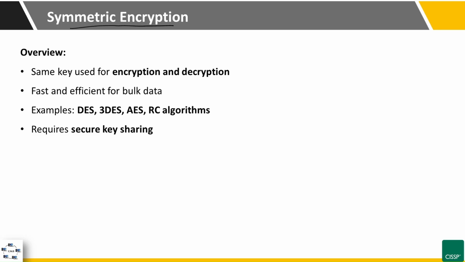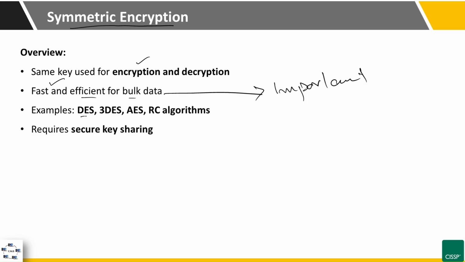Symmetric encryption uses the same key for encryption as well as decryption. It is fast and efficient for bulk data. These are very important from the exam point of view. You should keep this in mind that it is fast, and since it is fast, it can be used for bulk data encryption. Examples of symmetric encryption include DES, Triple DES, AES, and RC algorithms.